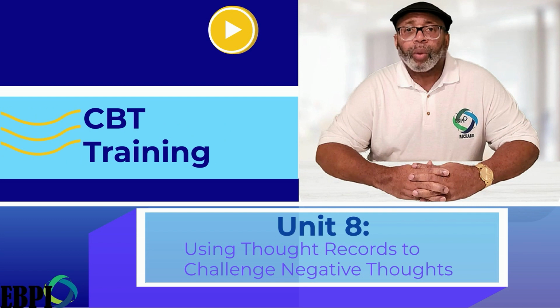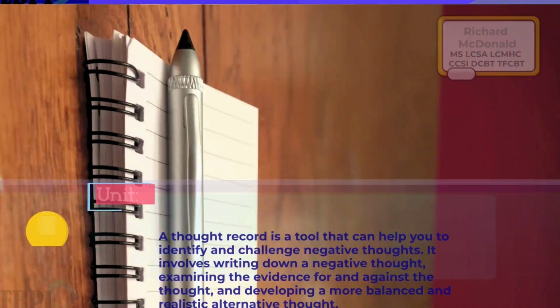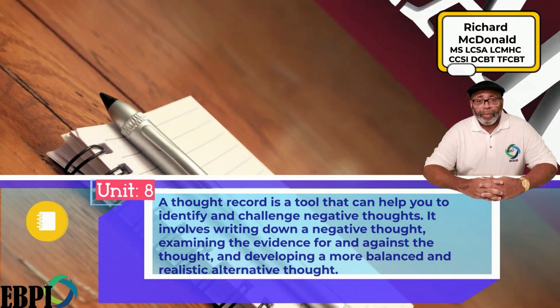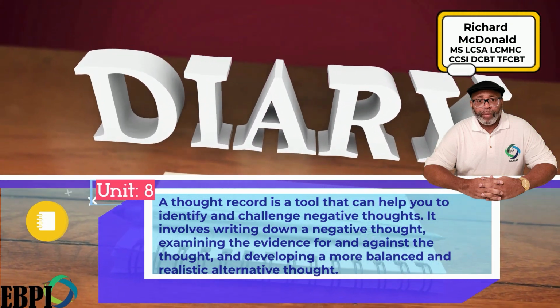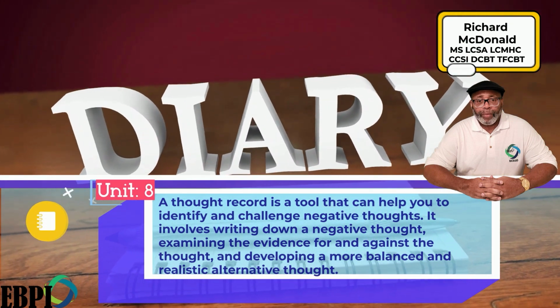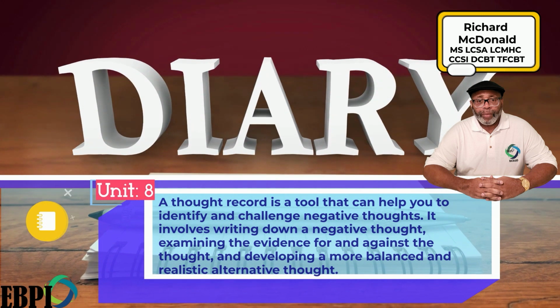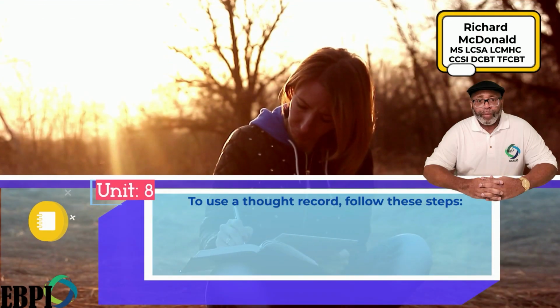Unit 8, Using Thought Records to Challenge Negative Thoughts. A thought record is a tool that can help you to identify and challenge negative thoughts. It involves writing down a negative thought, examining the evidence for and against the thought, and developing a more balanced and realistic alternative thought. To use a thought record, follow these steps.